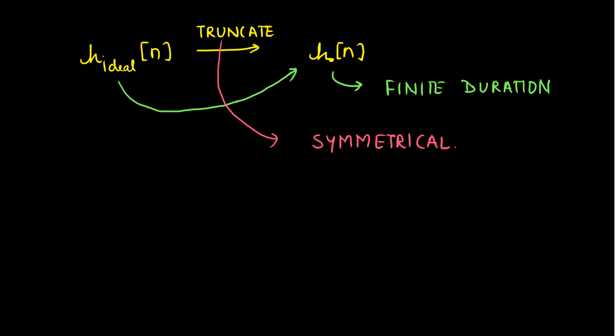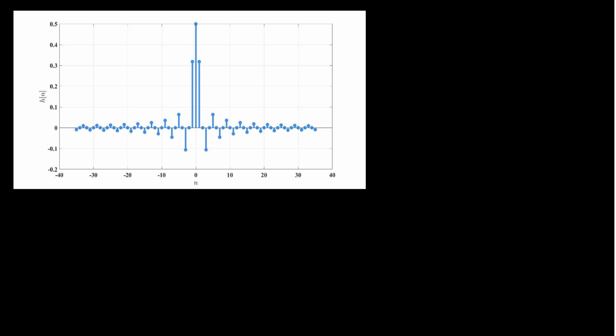So let's see how exactly it is done. Let us consider this example of the ideal filter. By truncation, we will consider only a limited set of values from this filter, say the value located at n equal to -1, n equal to 1, as well as at n equal to 0. So by truncating this ideal filter, we consider the value of the filter only at locations n equal to -1, n equal to 0 and n equal to 1.